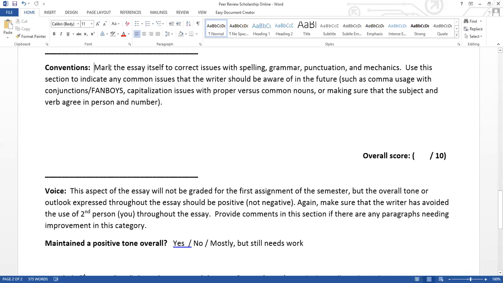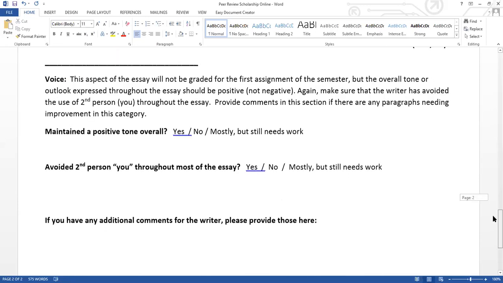So I said mark the essay itself. I probably should have more accurately said highlight the essay. Maybe I'll change that right now. When you see items that are amiss or not right, highlight it, because ultimately it is the job of the student writer to fix it. You're just going to highlight the spot where you think there's an issue.